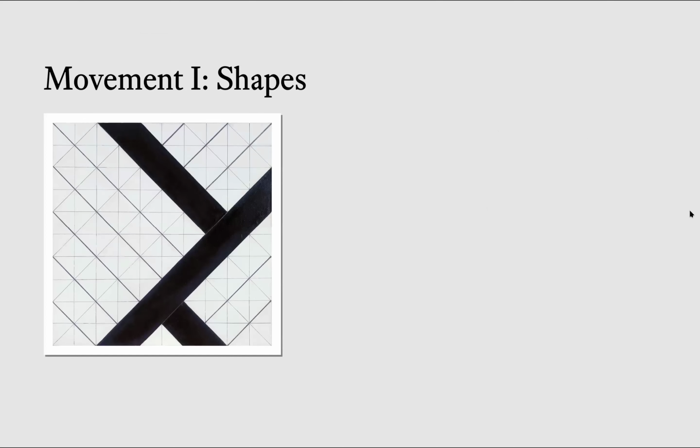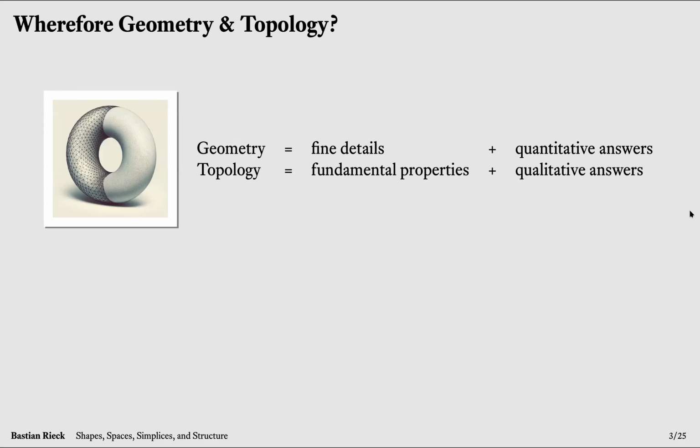And this is already where we start with the first thing, the first movement, shapes. What does it mean to capture the shape of data, and why are we interested in it? For me, the main thing that makes geometry and topology fly and interesting is that geometry cares about the fine details and gives us quantitative answers. Things like how far is that object removed from some other object? How close are these two points, etc. Topology, on the other hand, gives us fundamental properties and qualitative answers. So things like, is this thing connected? Does this thing have a hole, etc., etc.